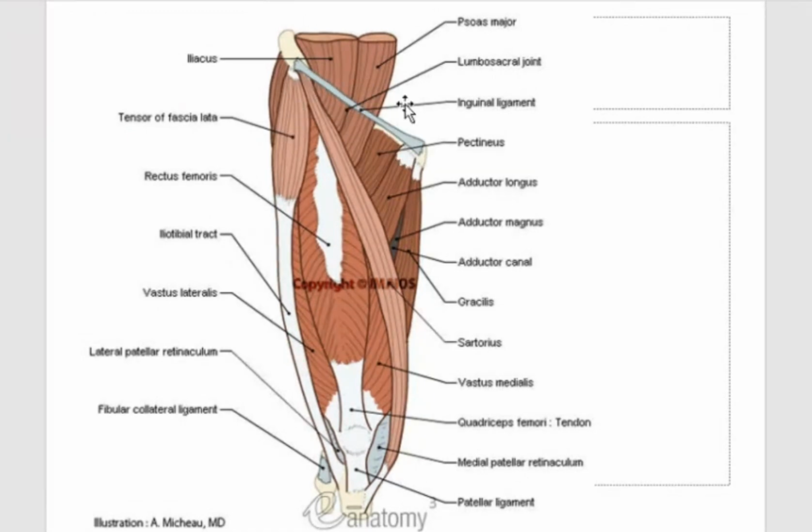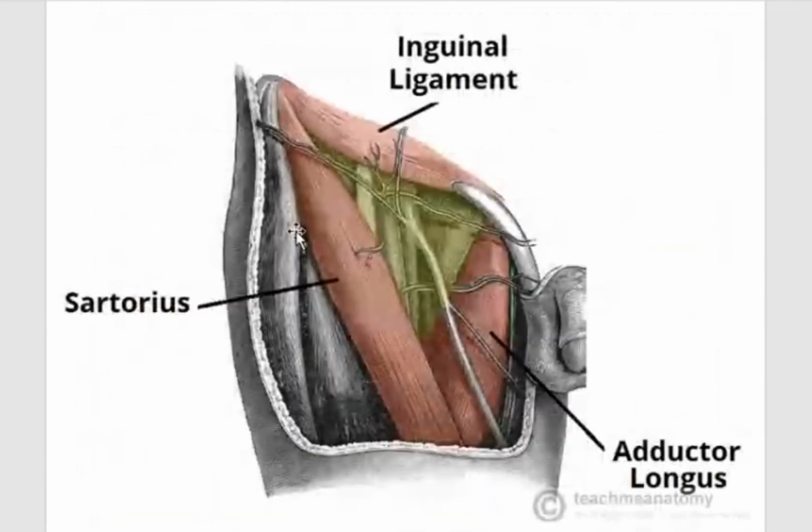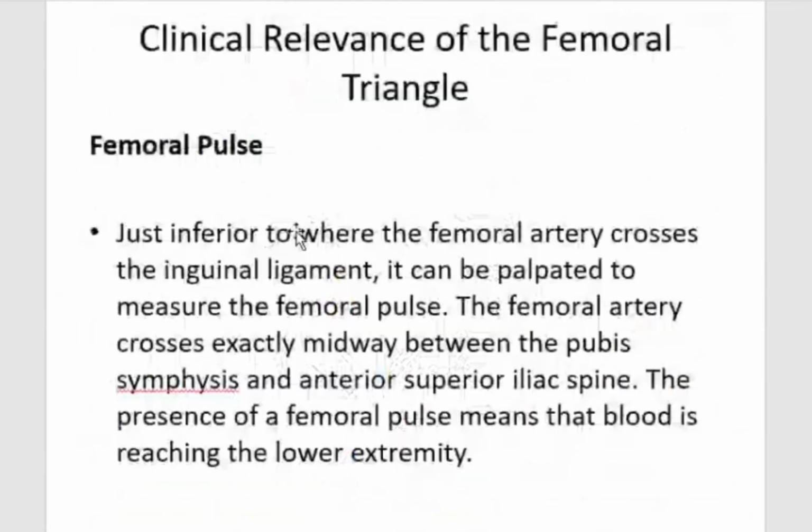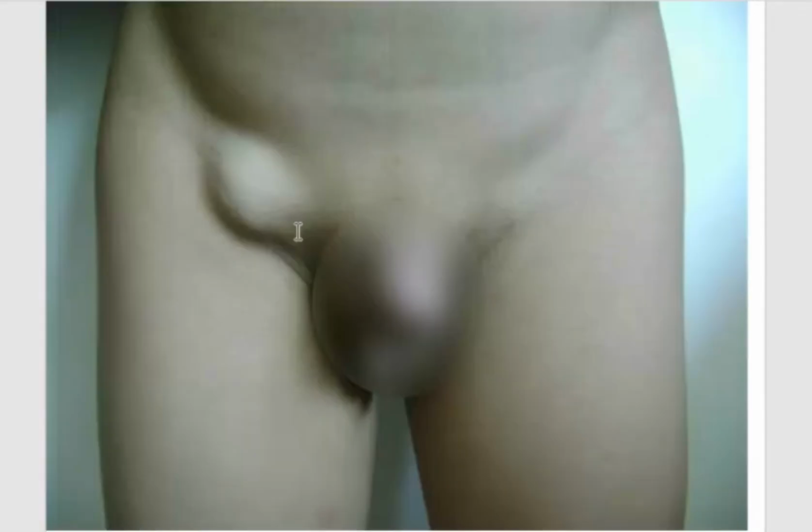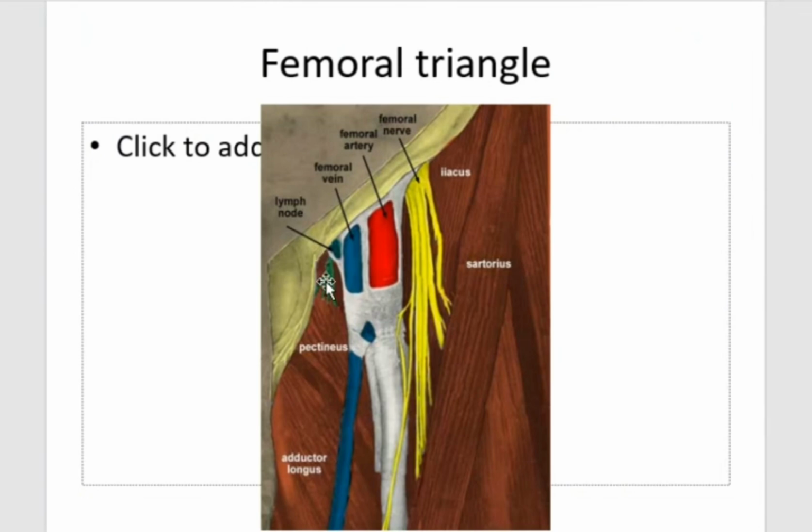And what forms the roof? What forms the roof of this femoral triangle? The skin and the subcutaneous fat. The contents from medial to lateral. This is the femoral canal.